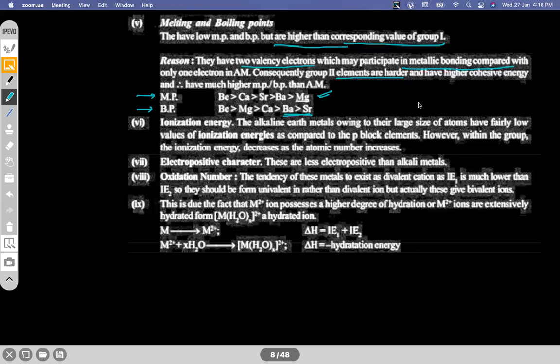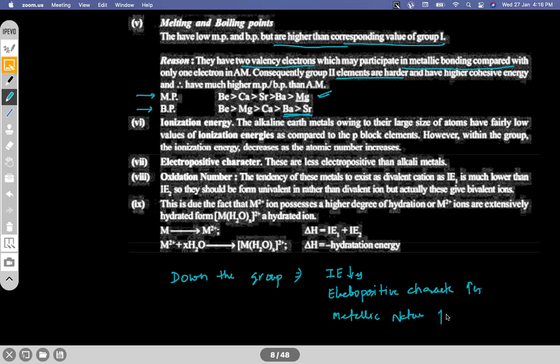Down the group you go, size increases, ionization energy decreases, electropositive character increases, right? So down the group, if you see, ionization energy decreases, electropositive character increases, because tendency to lose electron will be more. Electropositive character increases means metallic nature also increases, because tendency to lose electron is more.